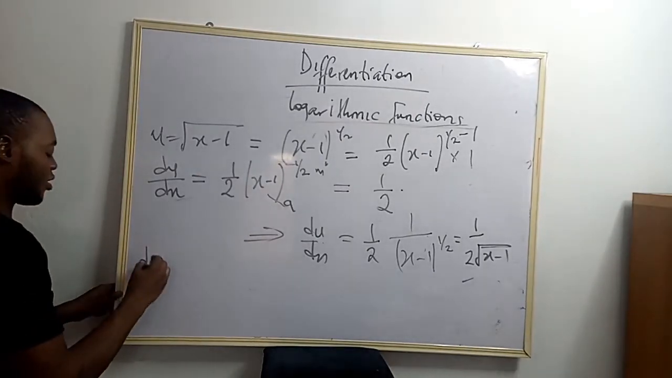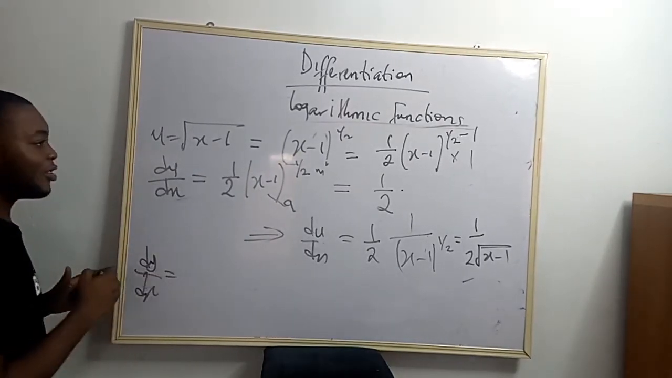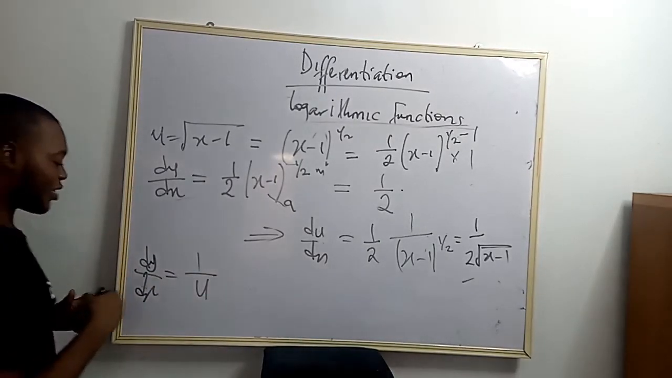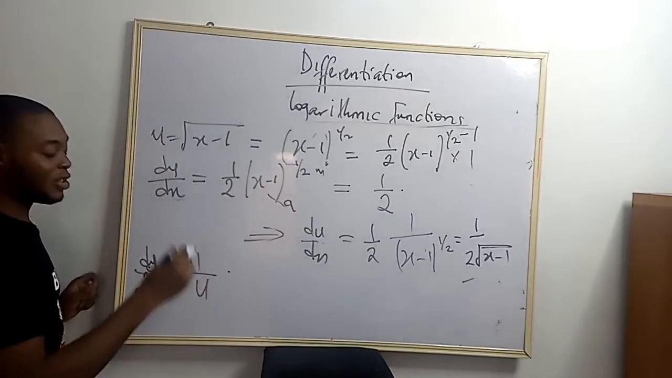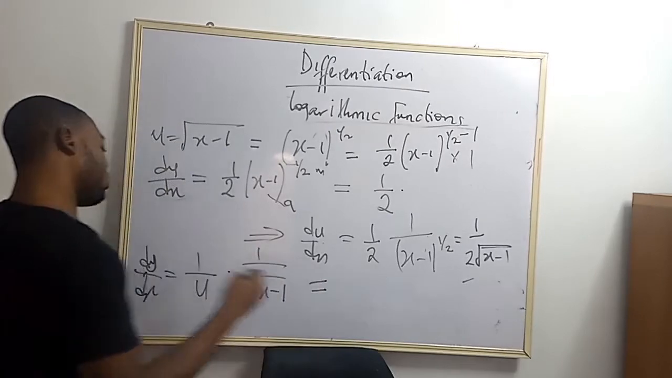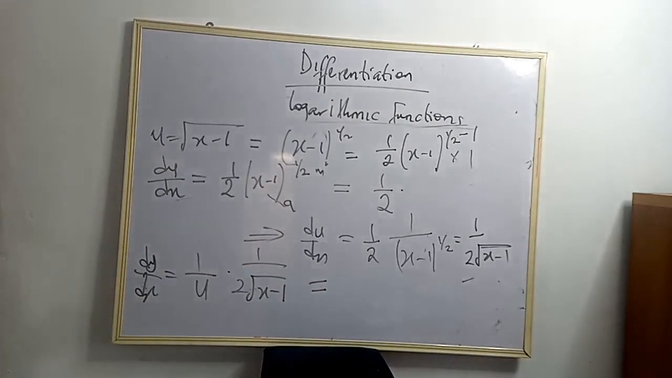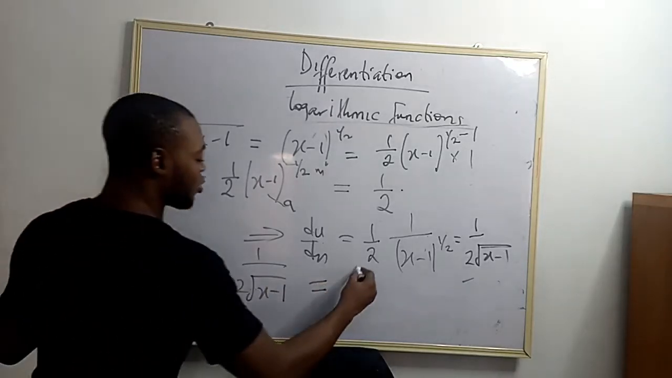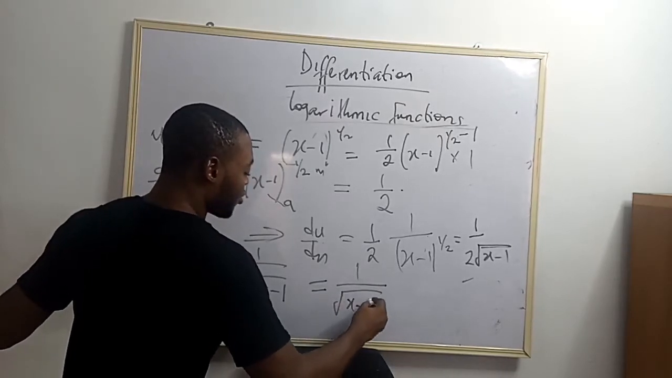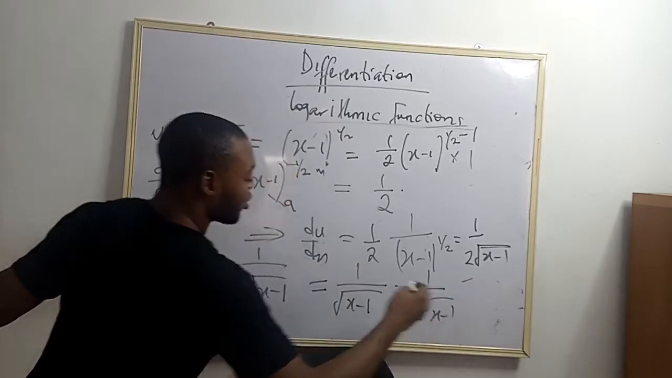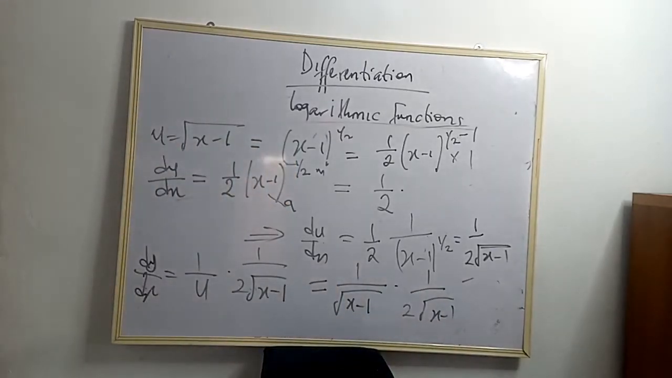So now our dy/dx will be equal to dy/du. Remember, our dy/du is equal to 1 over u. You can rewind this video and check that I've written it. Multiply by du/dx, that's 1 over 2 square root of x minus 1. But don't forget that u is equal to what? Square root of x minus 1. So substitute that. That means we have 1 over square root of x minus 1 multiplied by 1 over 2 square root of x minus 1. So that means we have root x multiplied by root x.